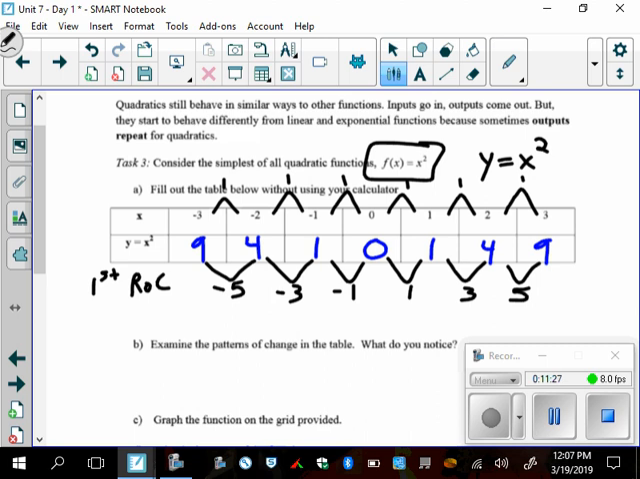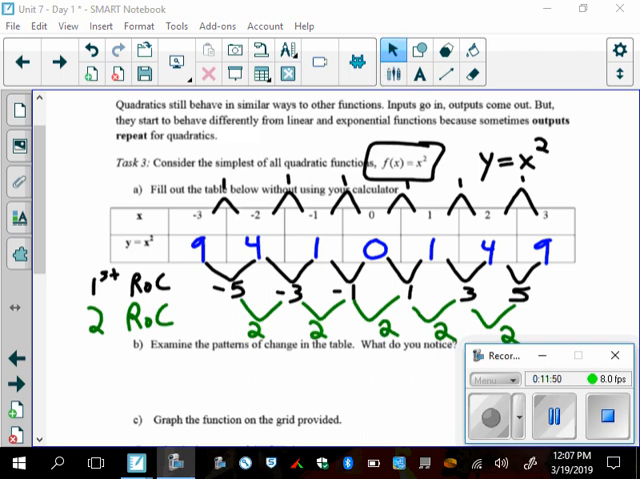If I do it again, now I figure out, all right, what's happening here? To get from negative 5 to negative 3, I would need to add 2. And to get from negative 3 to negative 1, I would need to add 2. So I want you to pause and see if you can continue the second rate of change. Okay. And we're noticing that the second rate of change is constant.